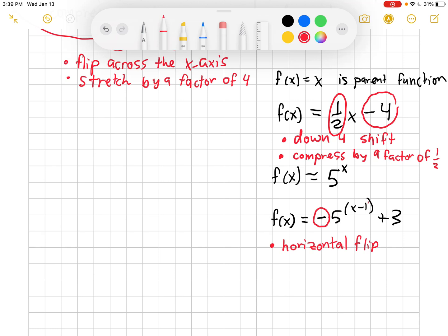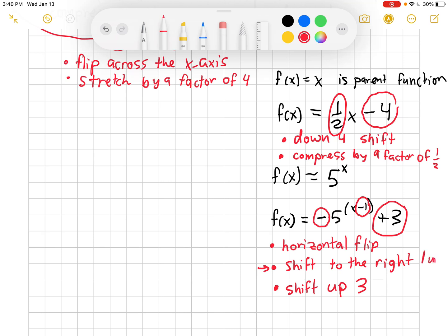Totally fine. Now we notice that we have a minus 1 here. That's going to shift it to the right. And we have a plus 3, which is going to shift up 3 units. Now I made a slight mistake on our middle point here, because I said shift to the right, but I didn't specify the amount of steps I need to take. So that should actually be shift to the right 1 unit. Make sure we specify that.